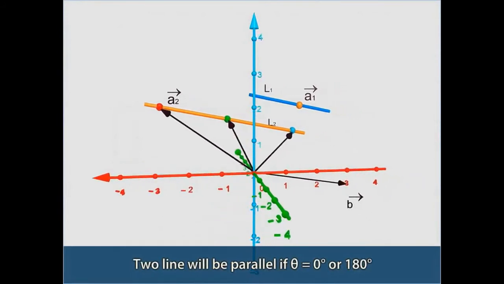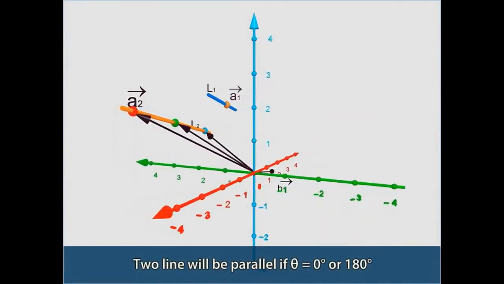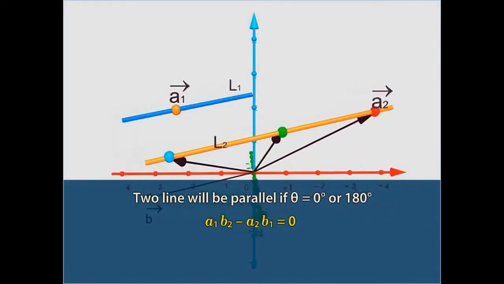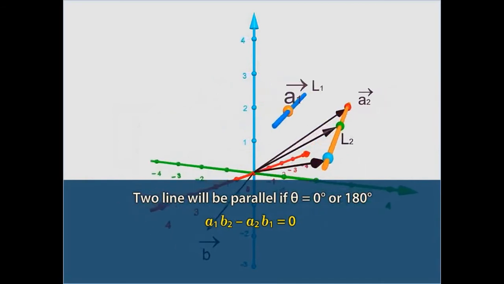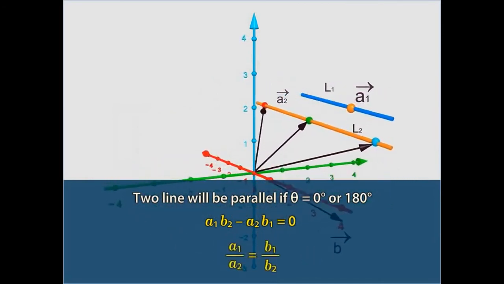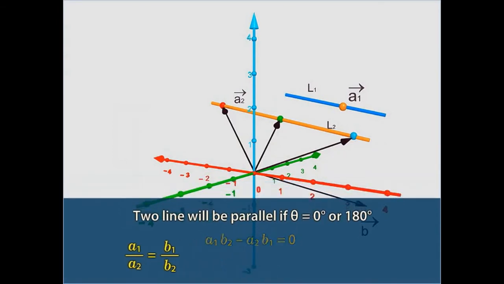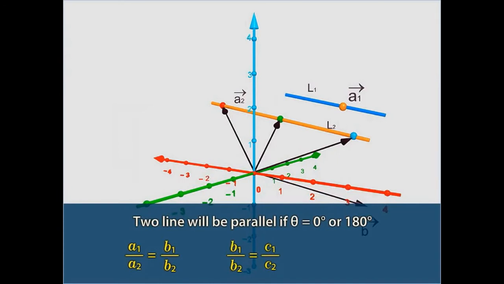Two lines are parallel if theta equals 0 degree or 180 degrees. A1 B2 minus A2 B1 equals 0. This implies A1 by A2 equals B1 by B2. Similarly, B1 by B2 equals C1 by C2. And A1 by A2 equals C1 by C2. Combining all the three results, we get A1 by A2 equals B1 by B2 equals C1 by C2.